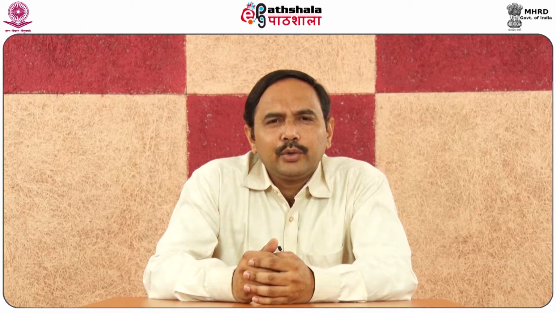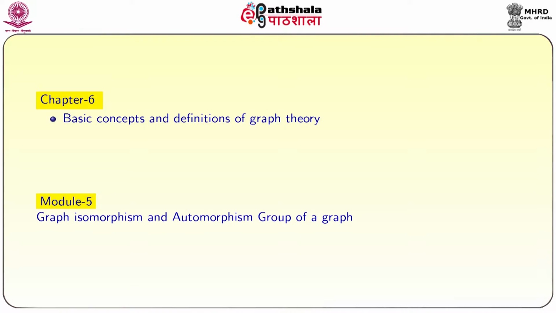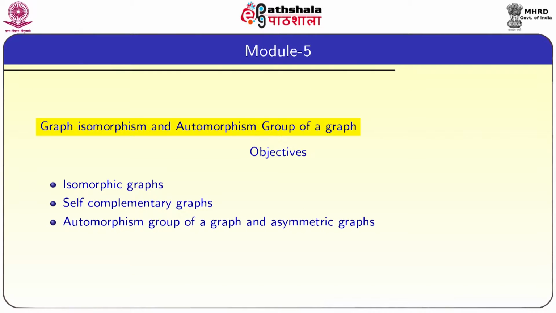So, if you are able to show that at least one property is not shared by these two graphs, then they are not isomorphic. So, it is often easier to show that two graphs are not isomorphic than showing the graphs are isomorphic. In module 5, we will see graph isomorphism and automorphism group of a graph. The objectives of this module are isomorphic graphs, self-complementary graphs, automorphism group of a graph and asymmetric graphs.